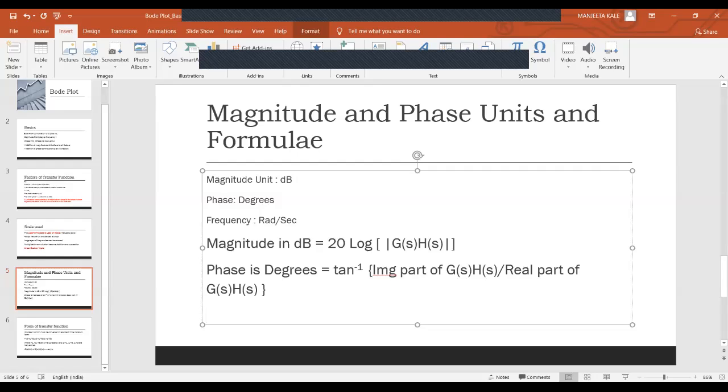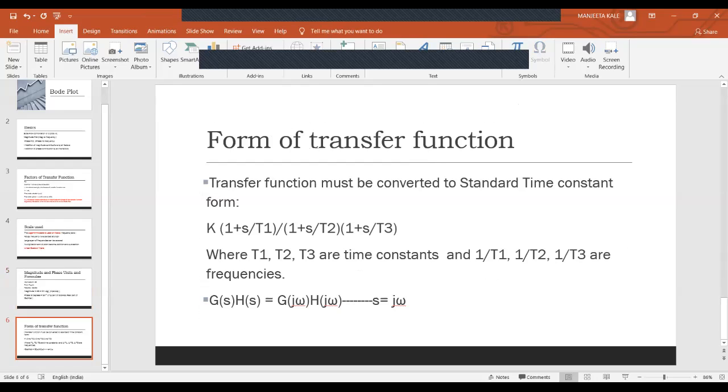So 20 log of magnitude of G(j omega) into H(j omega) is the magnitude, and phase in degrees is tan inverse of imaginary part upon real part. This phase formula we have used multiple times. And finally, we have seen the transfer function must be converted to standard time constant form, and s should be replaced with j omega.